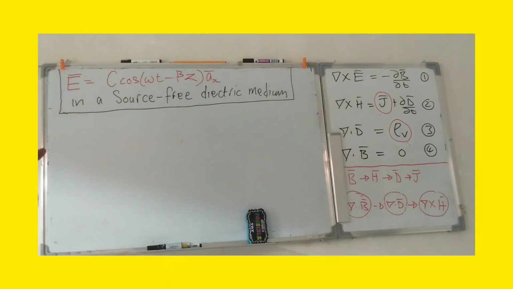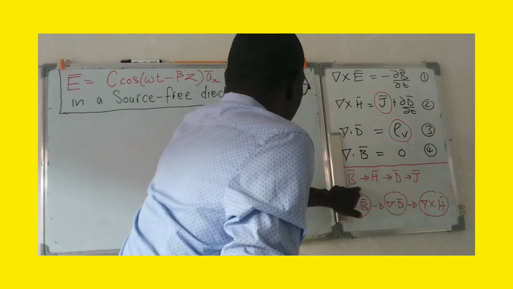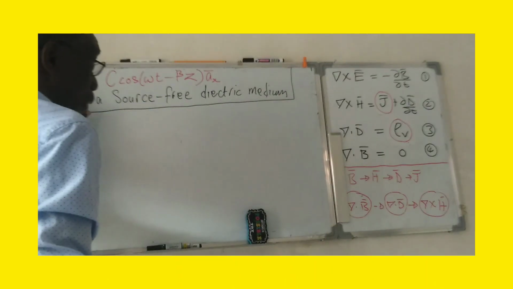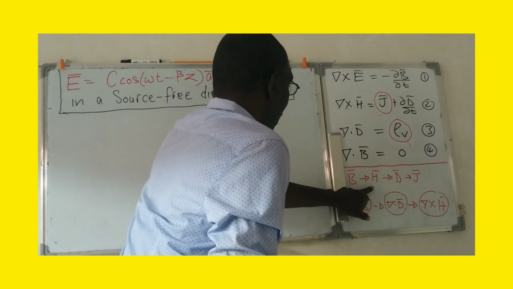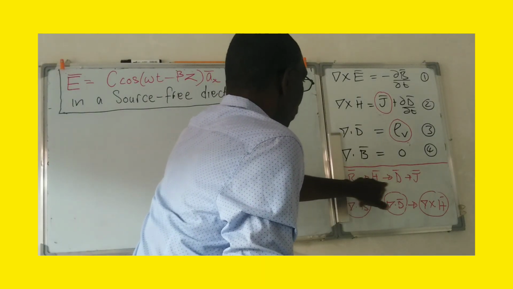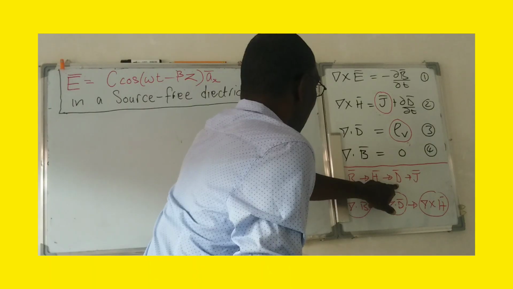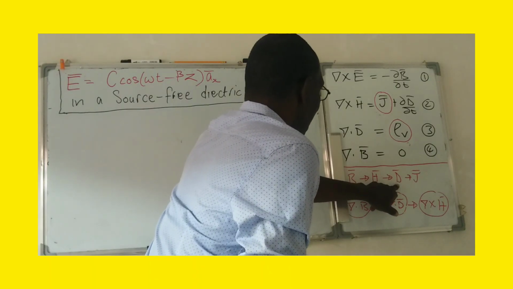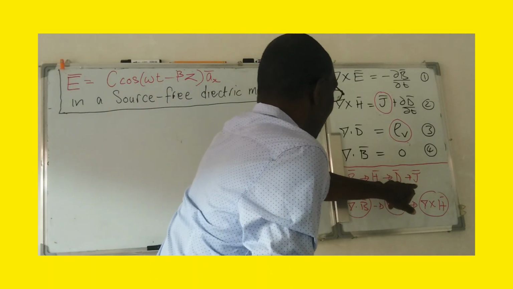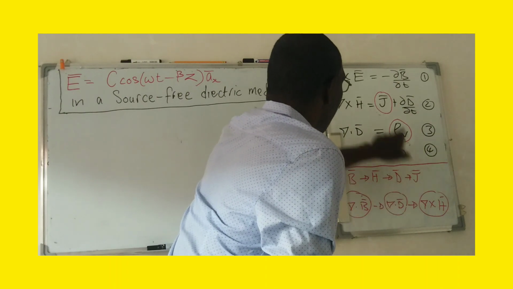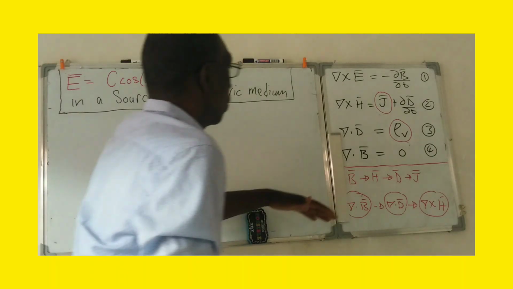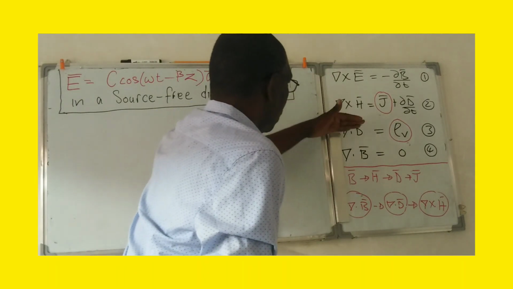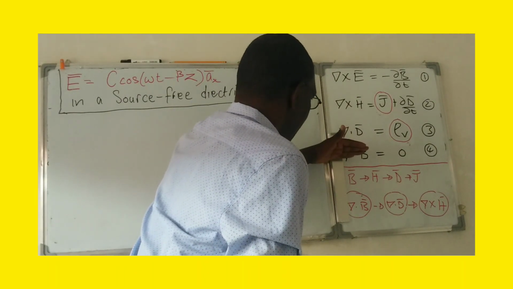So in this video, what we're going to do is, first of all, find the B field associated with this field. Then we will find the H field, which is the magnetic field intensity. Then we will find the D field, which is the electric flux density, and finally the J. But we have just discovered our J is equal to 0. Finally, we will then go ahead and prove each one of these statements here.